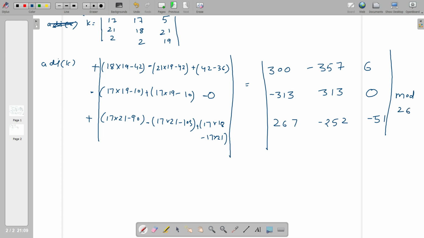So when we calculate this for mod 26, it means we are going to divide each and every element, every cell of this adjoint, by 26. So for the first, that 300, the remainder will be 14. For minus 357, the remainder will be minus 1.